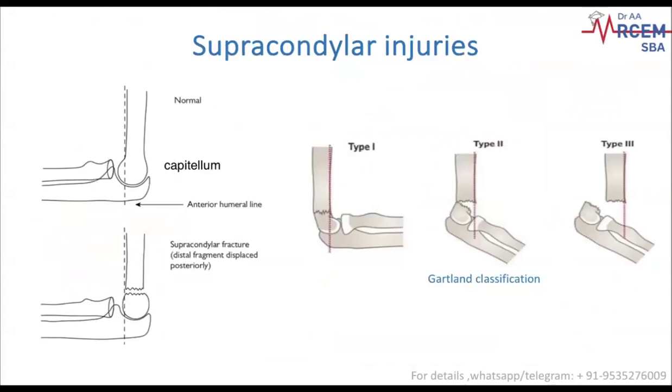Supracondylar fractures are very commonly seen in the pediatric age group. That's why we are discussing the pediatric age group. There might be an obvious fracture line, easy to diagnose as a supracondylar fracture. So these are the condyles. Supra means above. Above that, there is a fracture line. So it is known as supracondylar fracture.